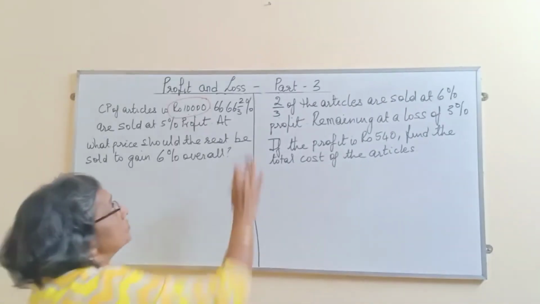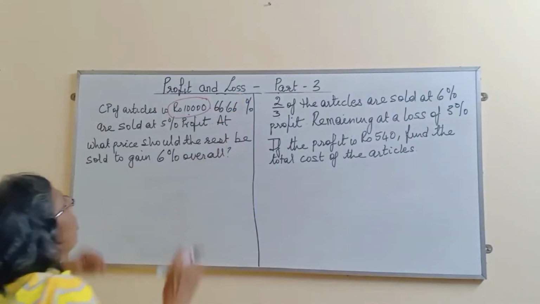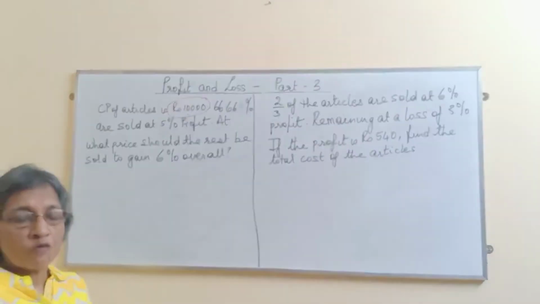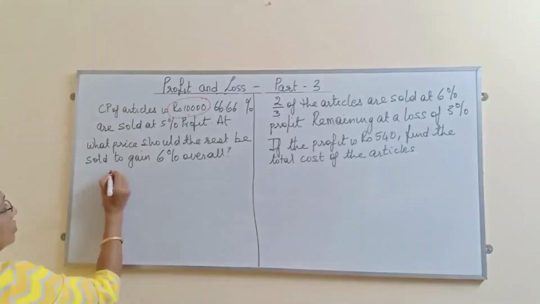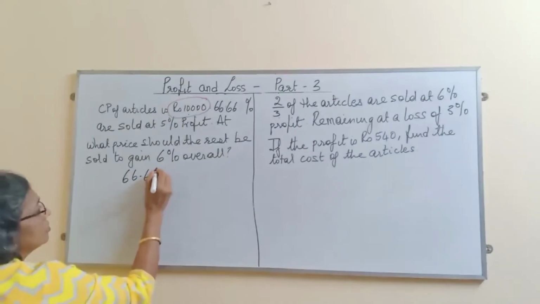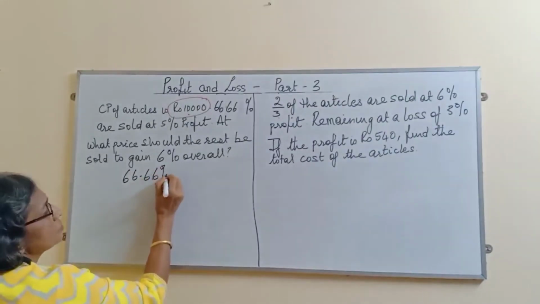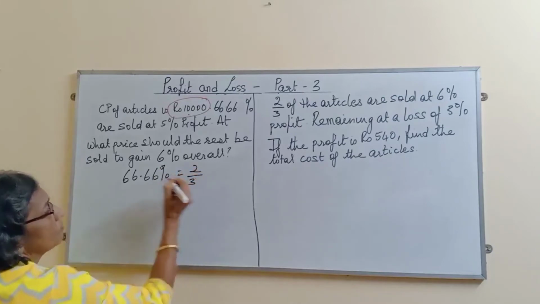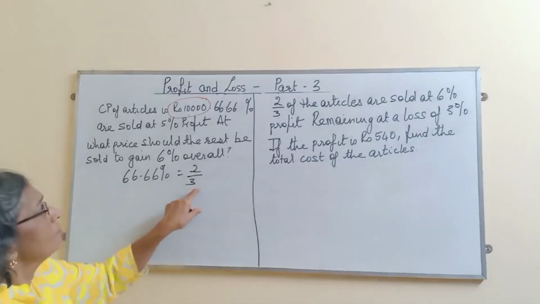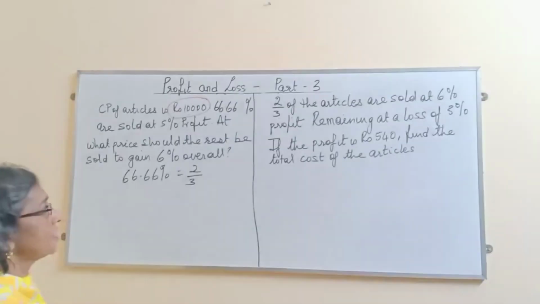66.66%, of them are sold at 5% profit. Now you all know what we have done in the earlier videos. 66.66% is nothing but 2 upon 3. So 2 upon 3 of the articles are sold at 5% profit.